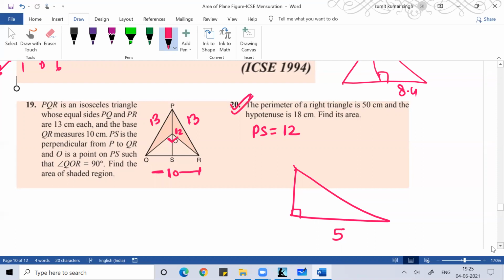This is 10. Is this centroid by any chance the centroid of the isosceles triangle? Divide the median in the ratio 2:3. 2/5.